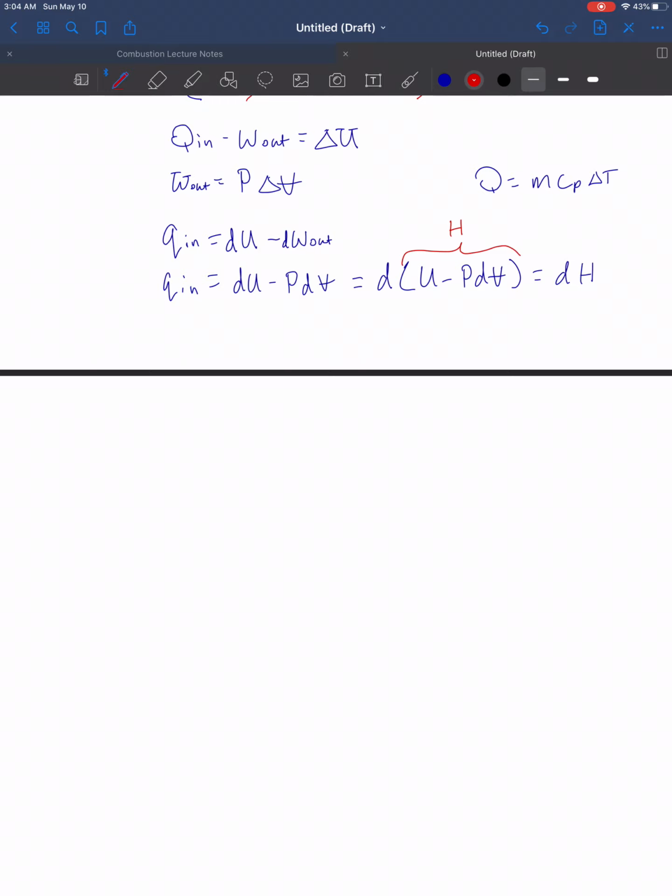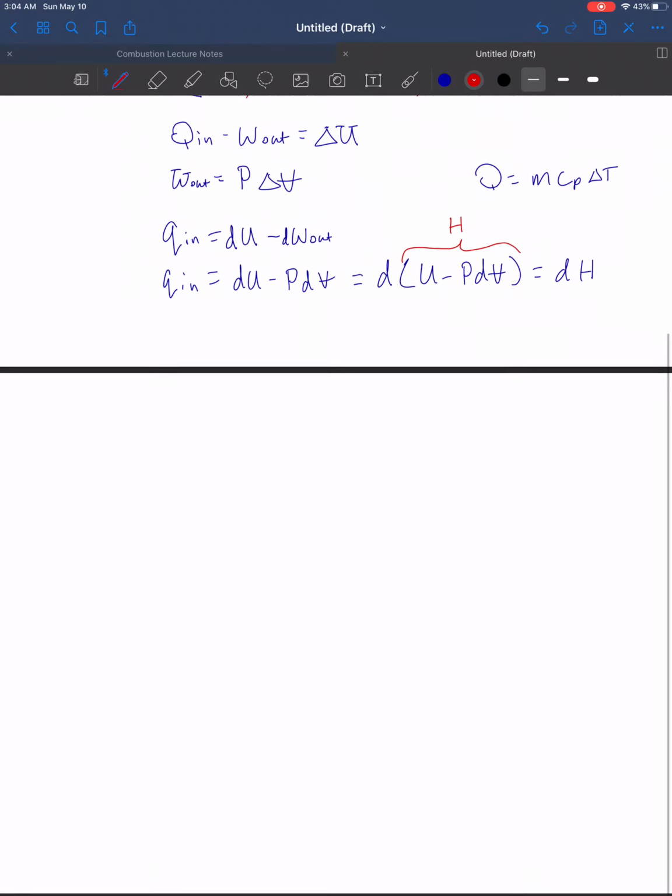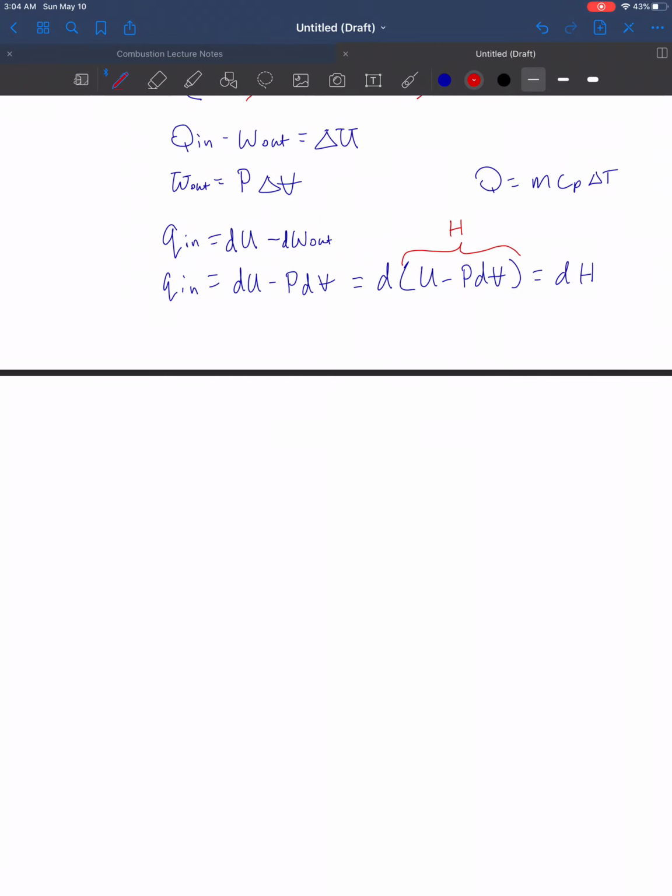Now, what does that mean? I can go ahead and say that Q in is equal to dH. Now what is dH? And now I'm going to call it delta H, okay? I'm sort of cheating here, but it's cool enough in this situation. Now delta H is equal to Cp delta T.